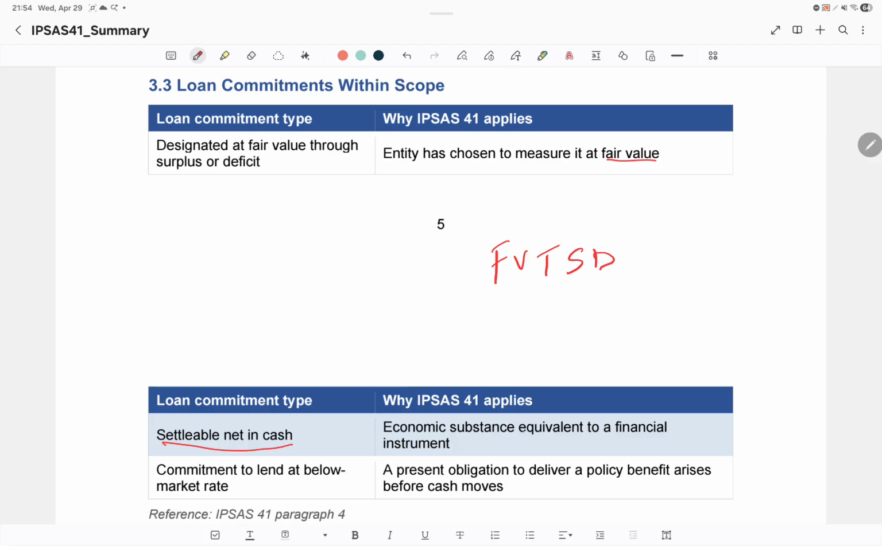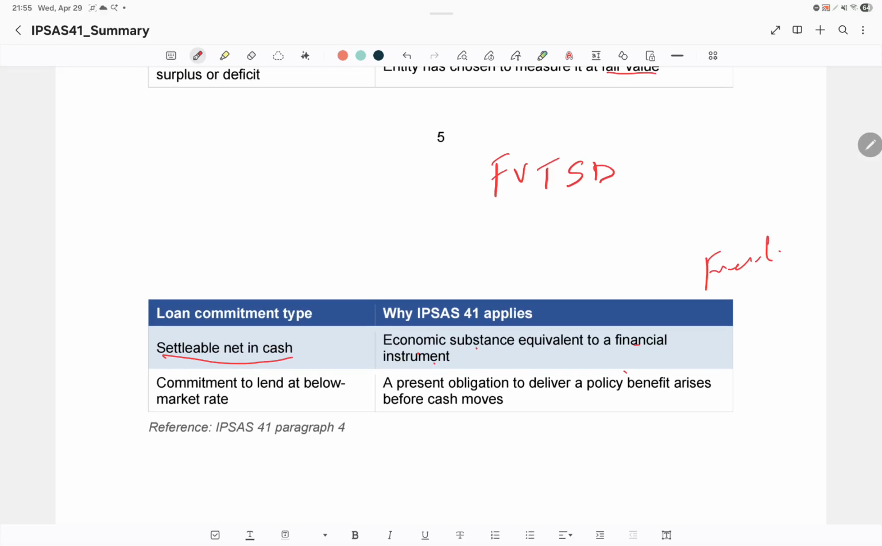The economic substance is equivalent to a financial instrument, where you enter into a contract to buy fuel, for example, at a future date at a certain price. For the amounts settleable net in cash in those contracts, we look at the economic substance, and we say it is equivalent to financial instruments. Commitment to lend below market rate: a present obligation to deliver a policy benefit, analyzed before cash moves out.